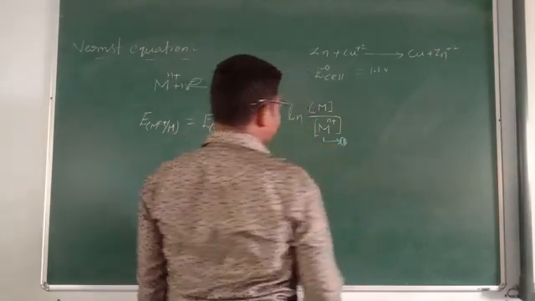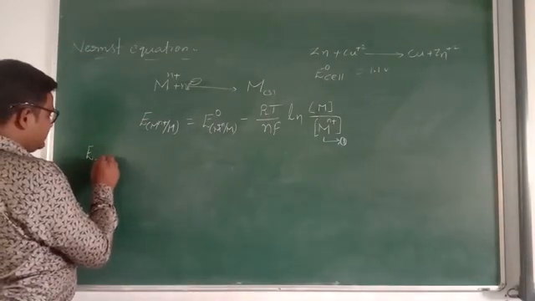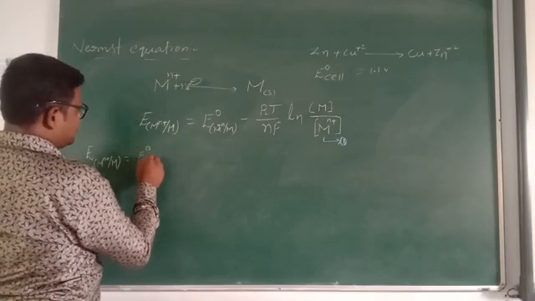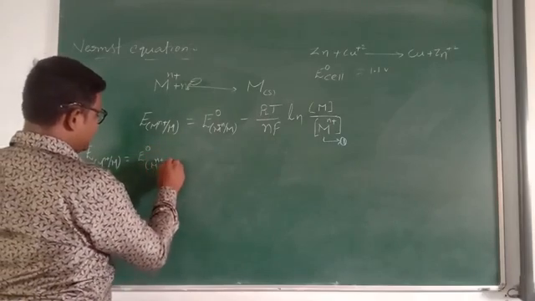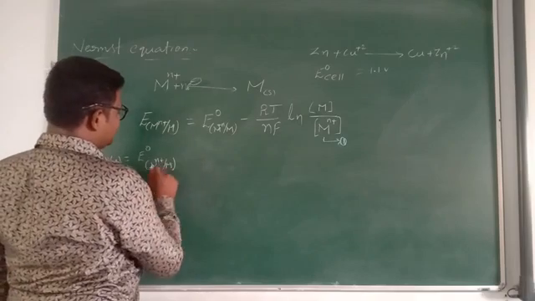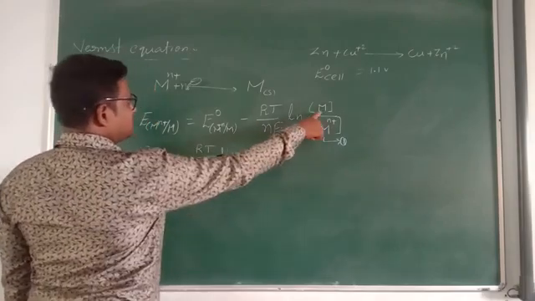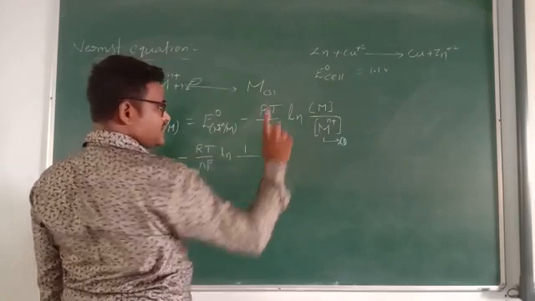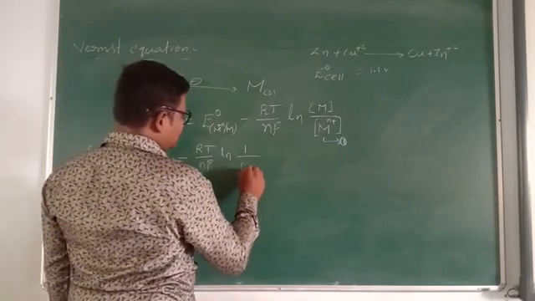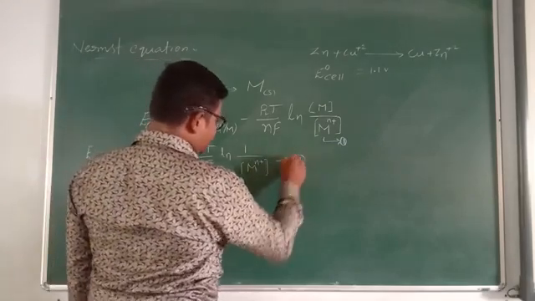This is equation number 1. From this we can write E of M n plus slash M is equal to E naught of M n plus slash M, which is the electrode representation, like zinc slash Zn plus 2 ions, minus RT by nF ln of the metal's concentration, which is 1, since any solid substance's concentration is always 1, divided by the M n plus ions concentration. This is equation number 2.